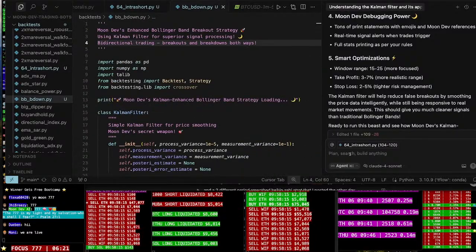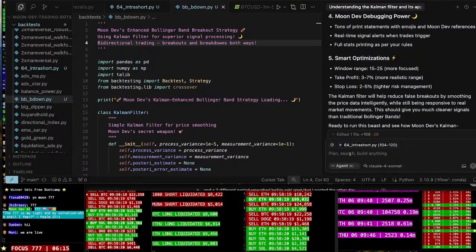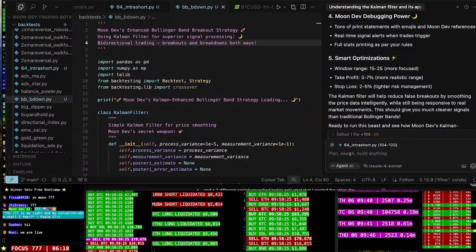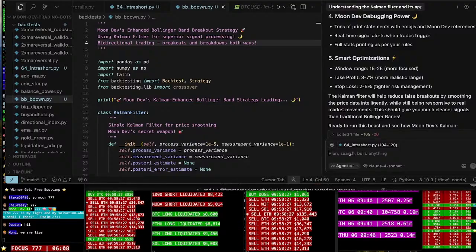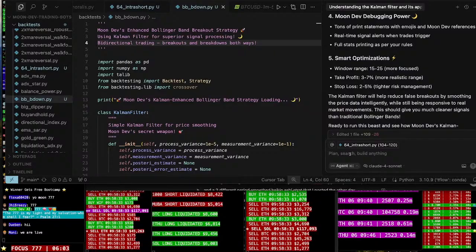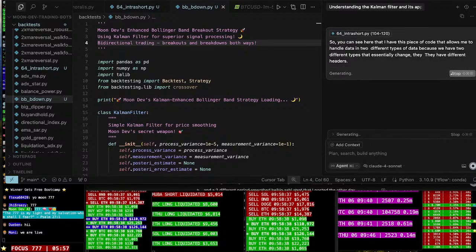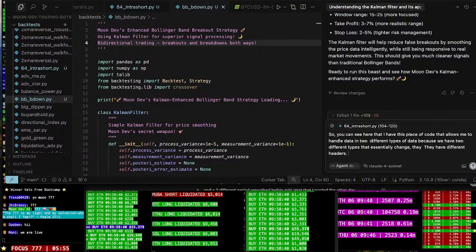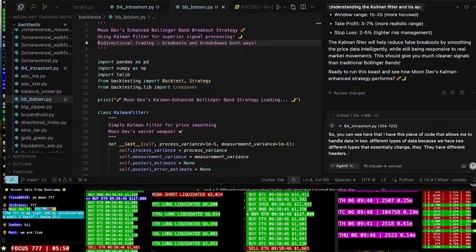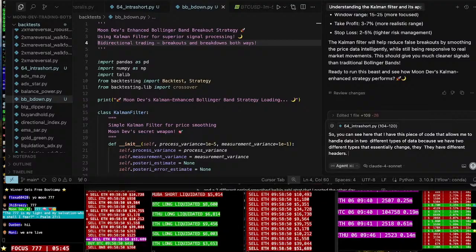So you can see here that I have this piece of code that allows me to handle two different types of data, because we have two different data types that essentially change. They have different headers. Okay. So please go ahead and implement this type of data code into this. Thank you.